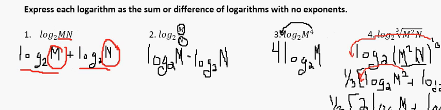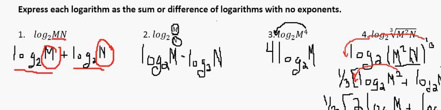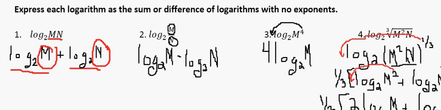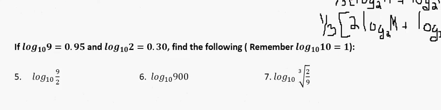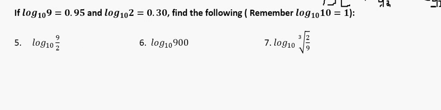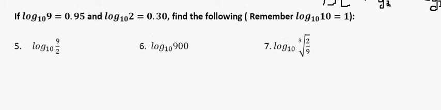Okay, scrolling back over a little bit, I'm going to show you a couple of examples where these are somewhat helpful. Okay, so let's look here. So we have to pretend at this point that we have no calculators. Okay, and all we know in the world is that the log base 10 of 9 is 0.95 and the log base 10 of 2 is 0.30. They want us to find the following. And again, I gave you a little hint there. Remember that the log base 10 of 10 is 1.